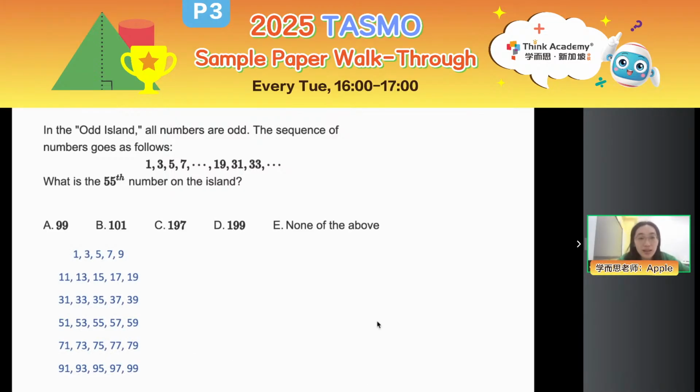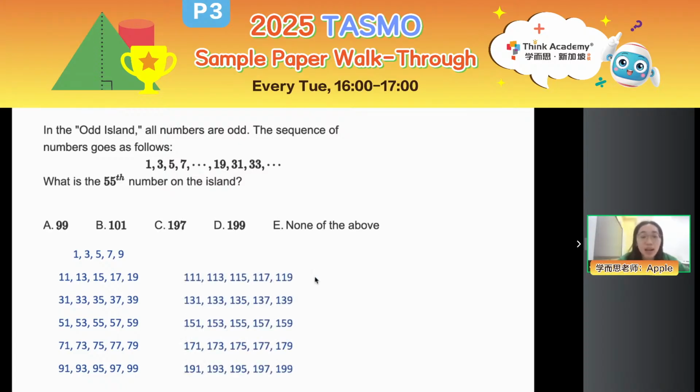So following this here, I have 1, 3, 5, 7, 9. And next one, it should be 11, 13, 15, 17, 19. And then move on, 31, 33, 35, 37, 39, okay? So actually following this, you will see that for every 5 numbers, you can just regard them as a group. So when it comes to the 55th number, actually that is for 11 groups. 11 groups, so you will see the last one should be 199.